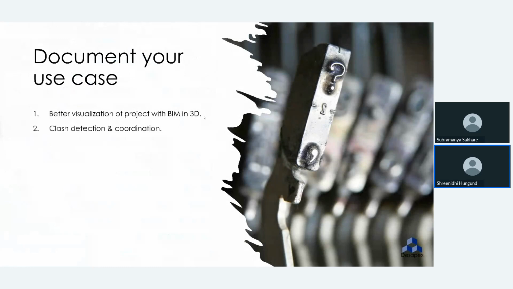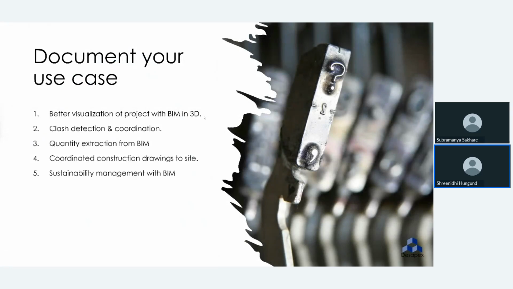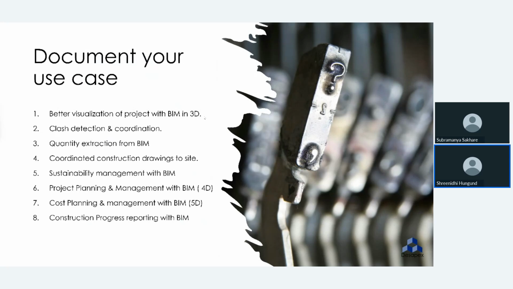So when it comes to use cases, I think we should start documenting them in a better way. These are the common use cases which we have seen currently, that yes, we can have a better visualization of the project. Again, this can be a high priority, this can be a medium priority, based on the complexity of the project or the type of asset. So: clash detection and coordination, quantity extraction from BIM, coordinated construction drawings, sustainability management with BIM.